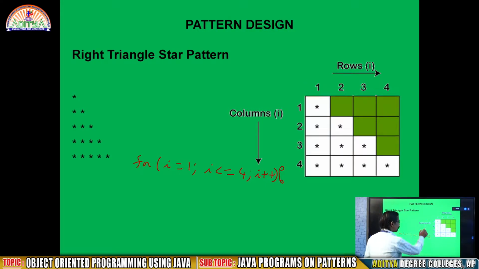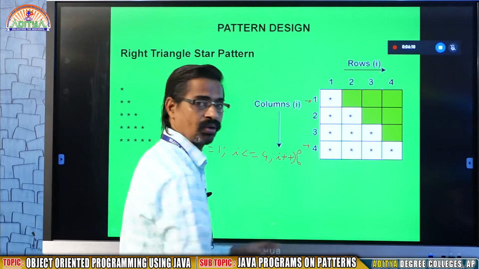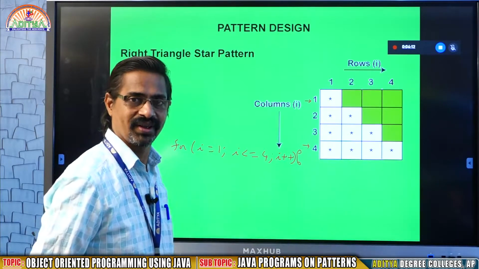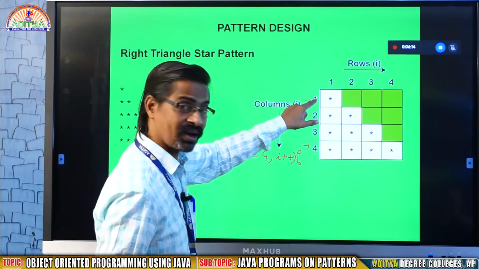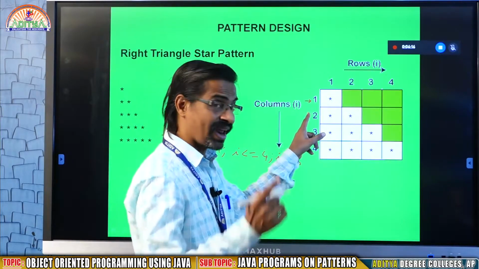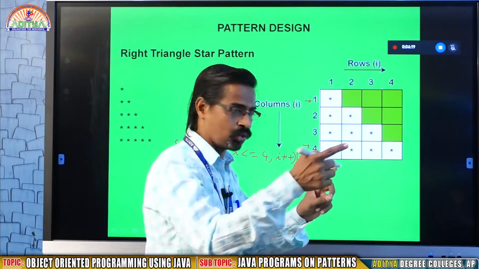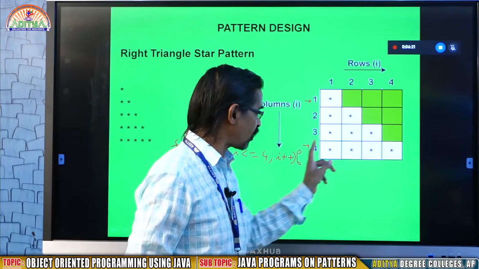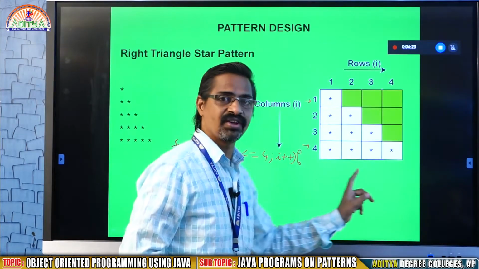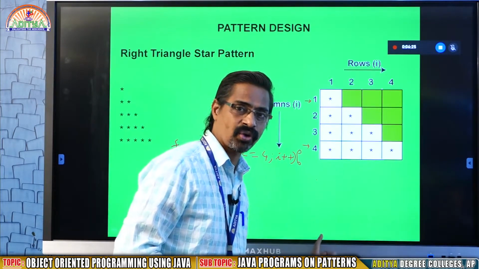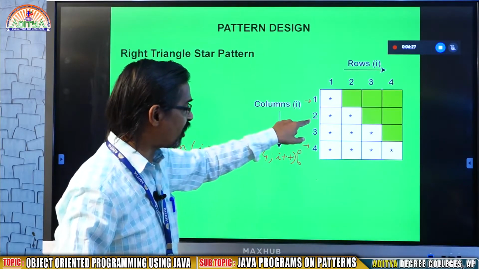So now the i value is 1. How many stars are required? 1 star. When i value is 1, 1 star. When i value is 4, 4 stars. When i value is 2, 2 stars. When i value is 3, 3 stars, 4, 4 stars, 6, 6 stars, 10, 10 stars, 20, 20 stars. So what is the i value now?